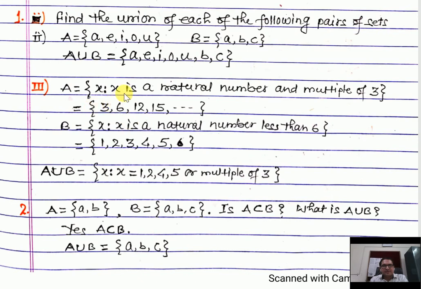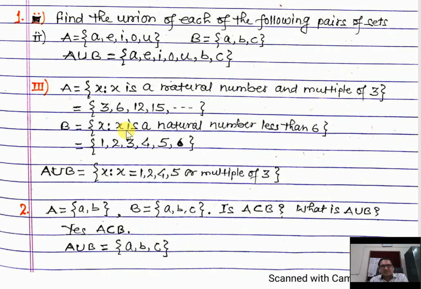Now third one, in question number 1, second part, it's written in roster form. Now set builder, third part: A is the set of x such that x is a natural number and a multiple of 3. Multiple of 3 means 3, 6, 12. Just write down, multiple means what? Table you have to write. So 3 ones are 3, 3 twos are 6, 3 fours are 12, 3 fives are 15 and so on.